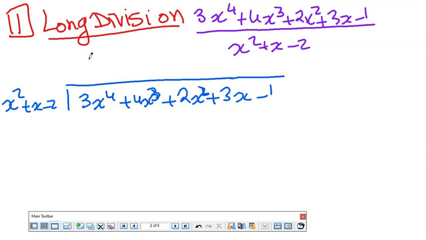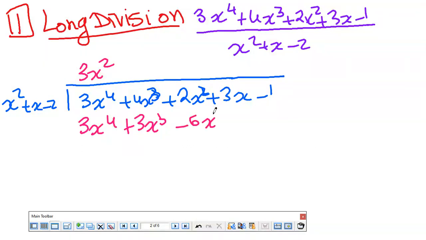Then I'm going to think about what times x squared gives me 3x^4. Or you can, on the scratch, write 3x^4 over x squared, which gives me 3x squared, so I need to multiply by 3x squared. If you cannot do it mentally, you can do it on the scratch. Then I will start to multiply. 3x squared times x squared, 3x^4. 3x squared times x gives me plus 3x^3. 3x squared times minus 2, minus 6x squared.